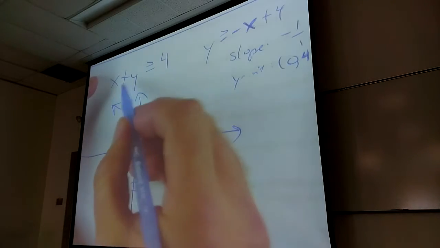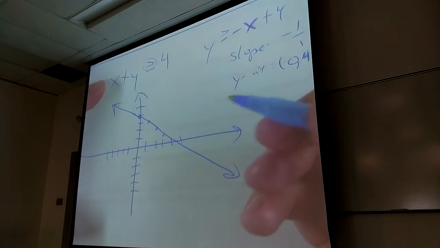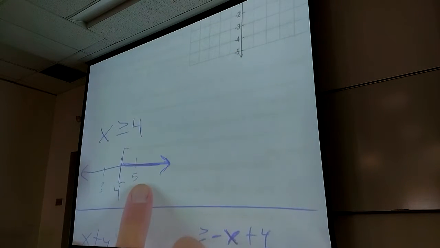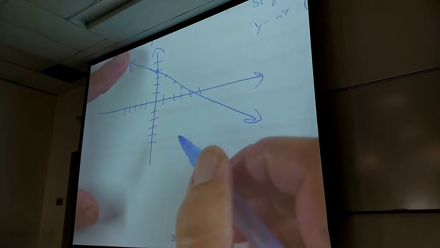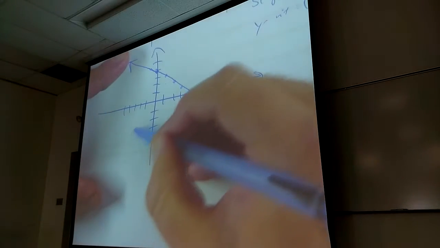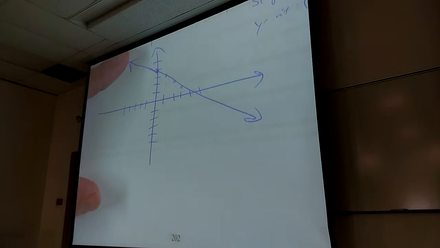But not only does this include all the points where x plus y equals 4, that's all the points on the line, but also where they're greater than 4. So how do I do that? The same way I did this. I pick a point, and I plug it in, and I see if it works. Now watch, guys. I always pick 0, 0 if I can, unless 0, 0 is on the line. If the line goes through 0, 0, I can't choose it. That's not going to be on one side or the other.